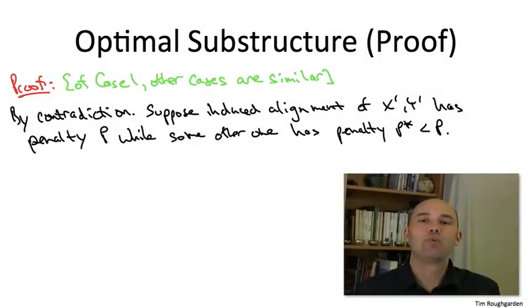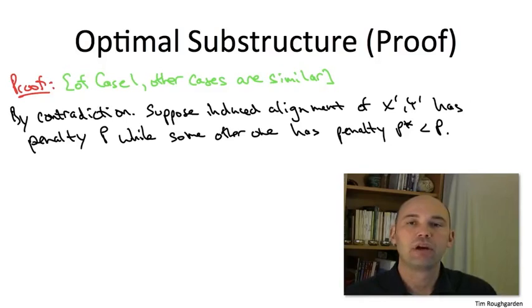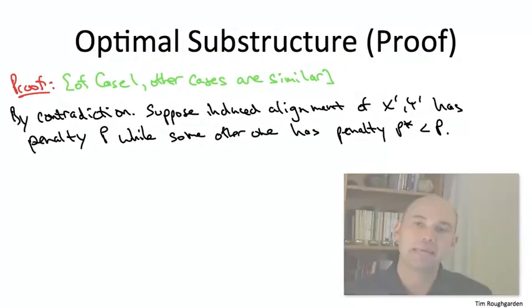So when we're dealing with case 1, the induced alignment is of the strings x prime and y prime, with the final character peeled off. And so for the contradiction, let's assume that this induced alignment has some penalty, say capital P. Let's assume it's not actually an optimal alignment of x prime and y prime. That is, suppose if we started from scratch, we come up with some superior alignment of x prime and y prime with total penalty P star strictly smaller than P.